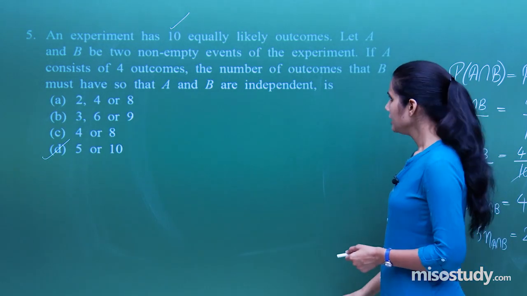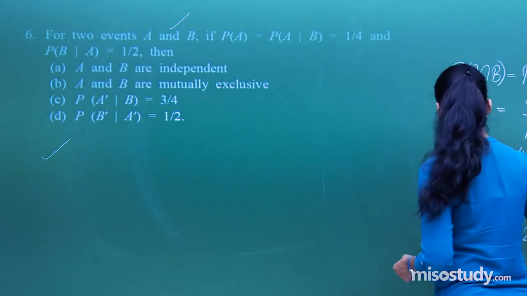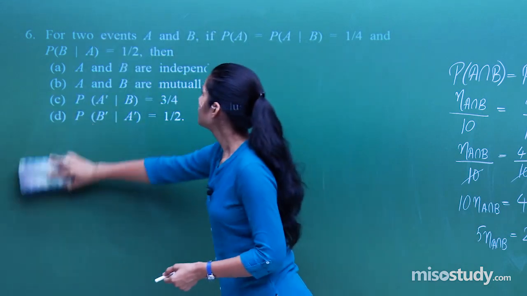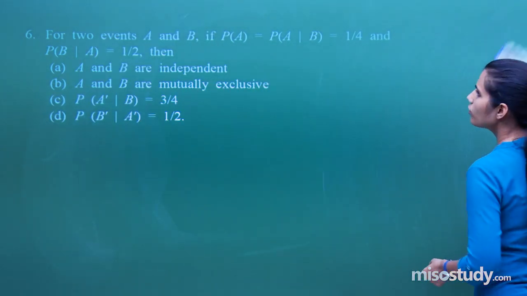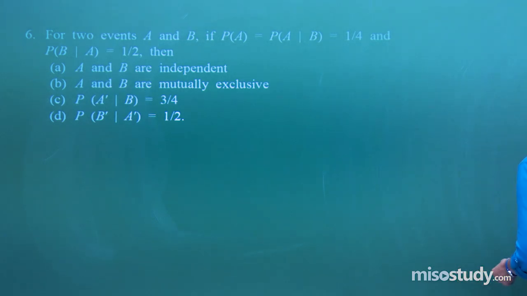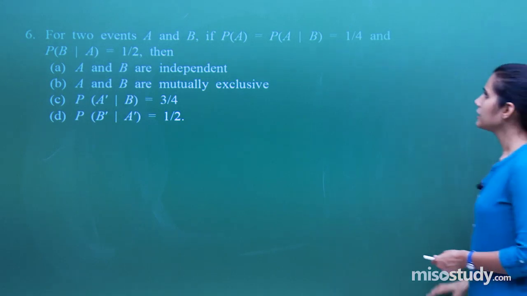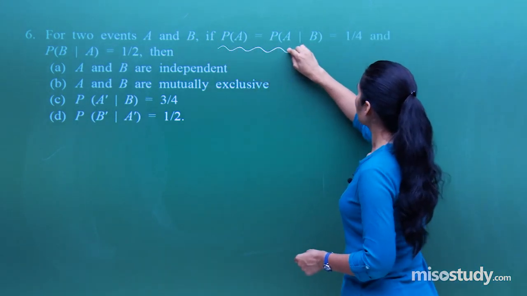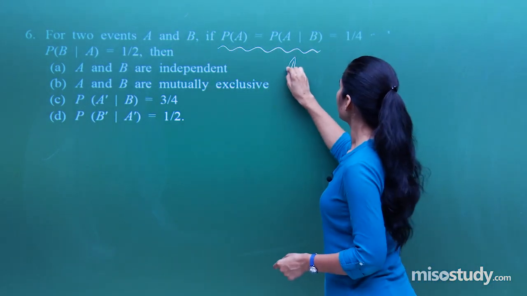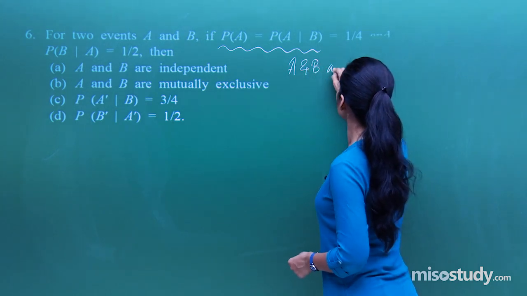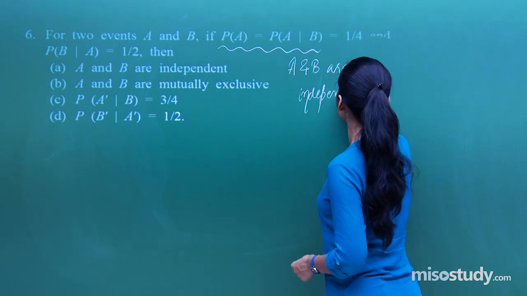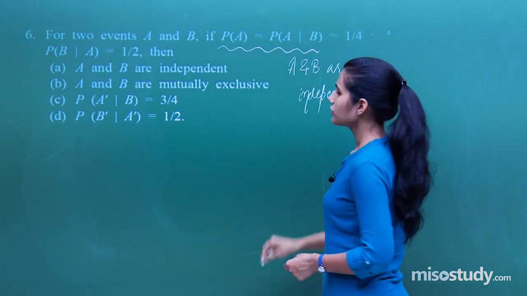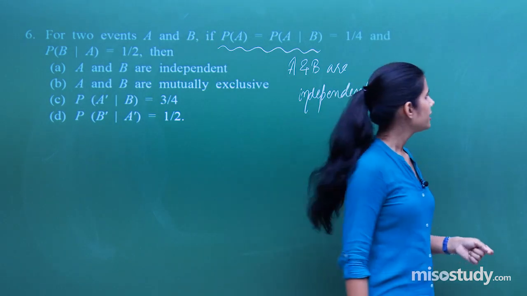Fine. Next, for two events A and B, if probability of A is probability of A by B, which is 1 by 4, and probability of B by A is 1 by 2. Now see, what is given to you here is, try to understand indirect given thing. If probability of A is probability of A by B, that means A and B are independent. Yes, that's what is given to you. Happening of B is not affecting the probability of happening of A.